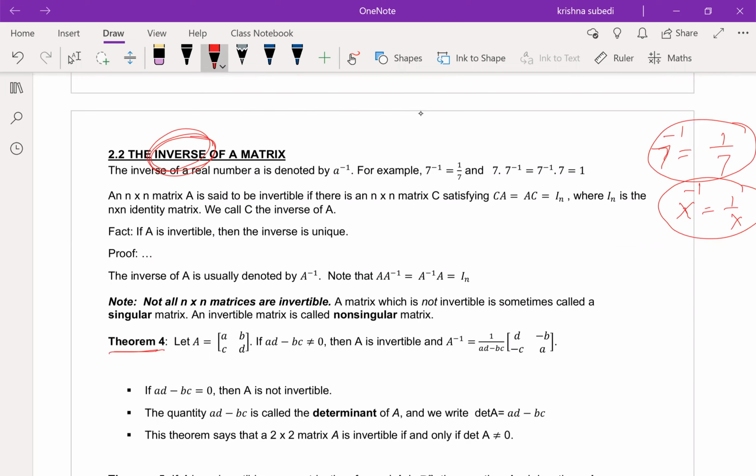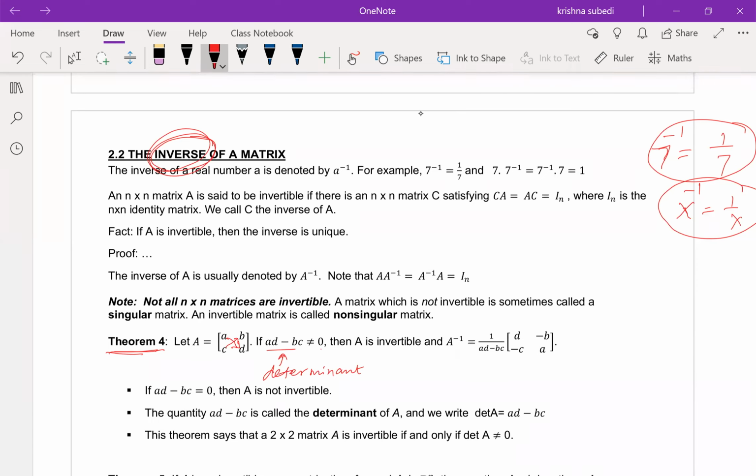Theorem 4, I want you to read this theorem. Let A be a matrix with entries a, b, c, d. It's a random matrix. If ad minus bc is not equal to 0, then A is invertible and A inverse is 1 over ad minus bc. This is called the determinant, by the way. How do we find it? Well, you multiply crosswise, okay? a times d minus c times b. That's how we find it. It is called the determinant of A.